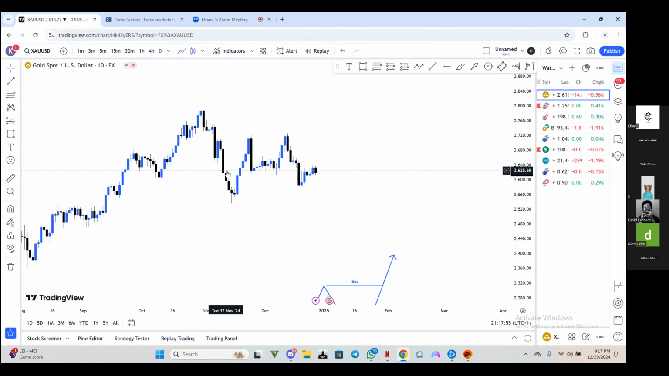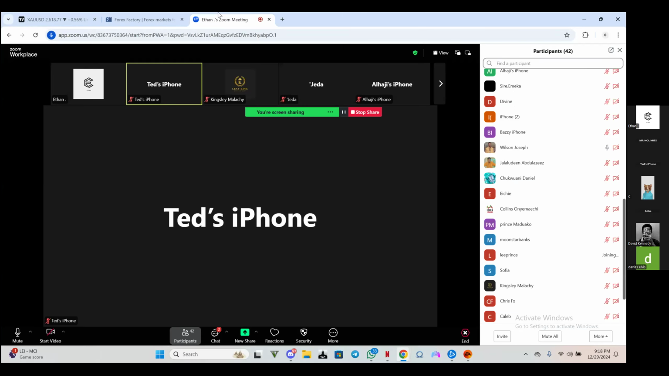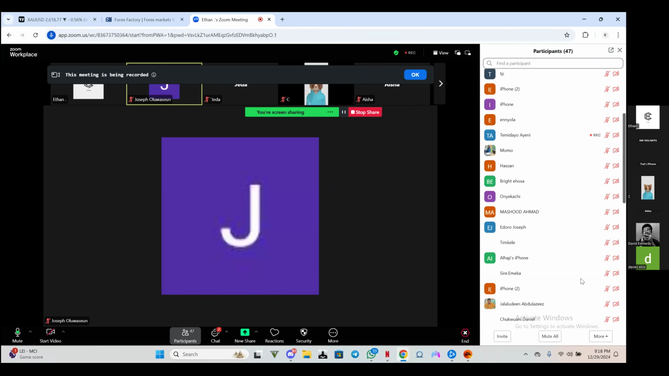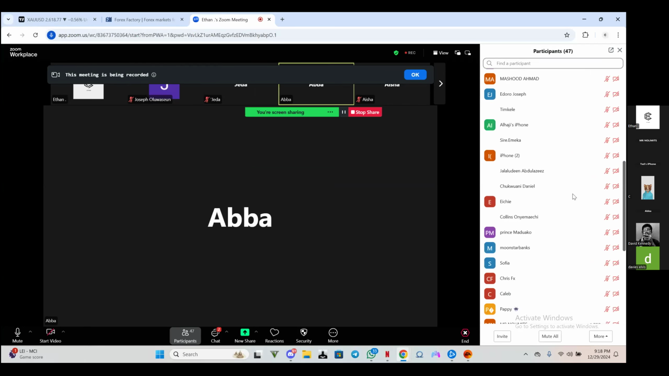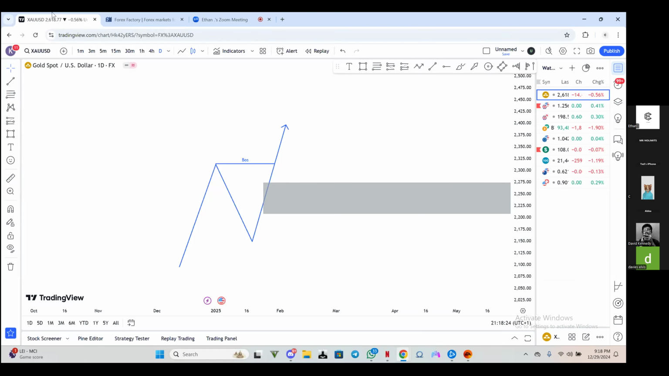So now let me take this down. You have this break of structure here. The second criterion, don't forget, is the fair value gap. Your fair value gap will be somewhere here. And the last criterion is the candlestick before your fair value gap. The candlestick before your fair value gap is your order block.